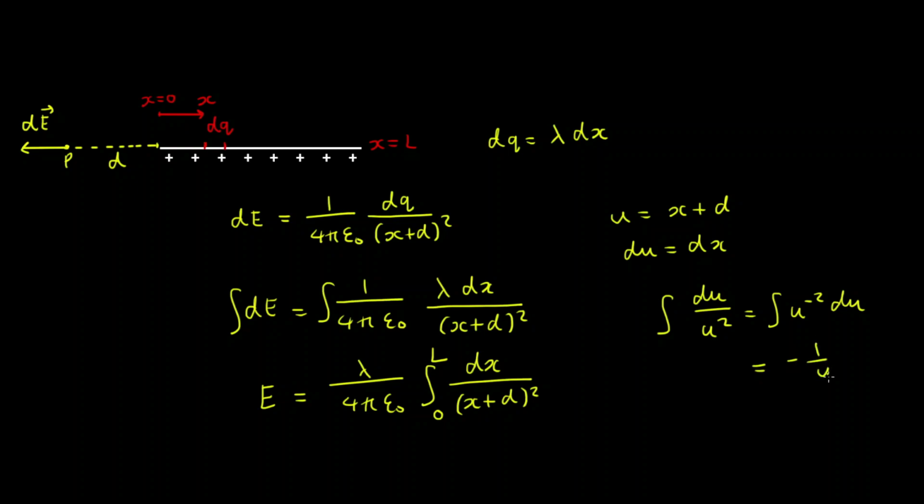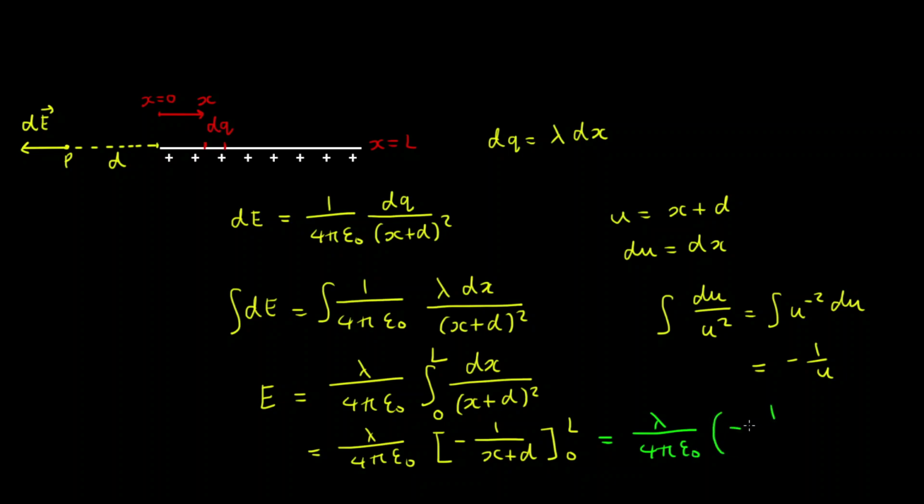So that would give u to the minus 1 over minus 1, using the power rule for integration, or minus 1 on u. So therefore we can write this as lambda on 4 pi epsilon naught, and the integral evaluates to minus 1 on u, and if we back substitute for u, we have x plus d, evaluated from 0 to L. And therefore we get lambda on 4 pi epsilon naught by minus 1 over L plus d minus negative 1 on d.